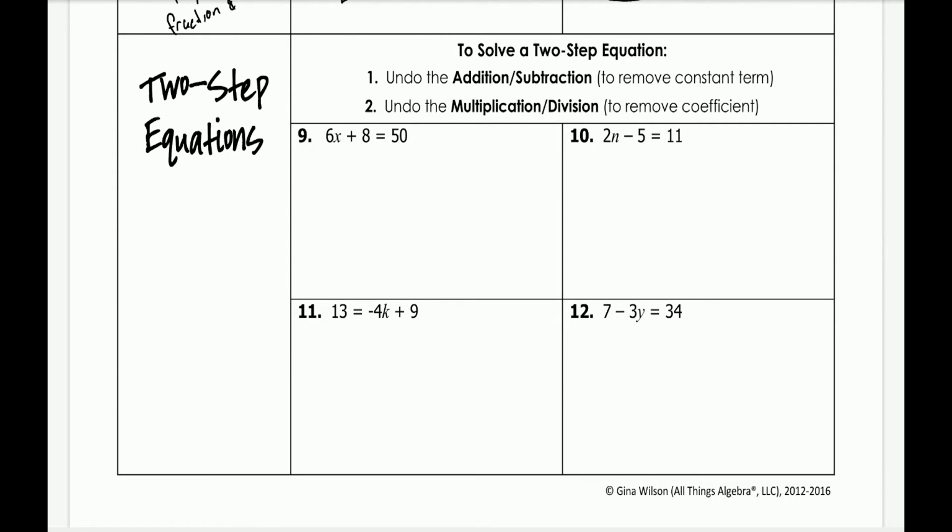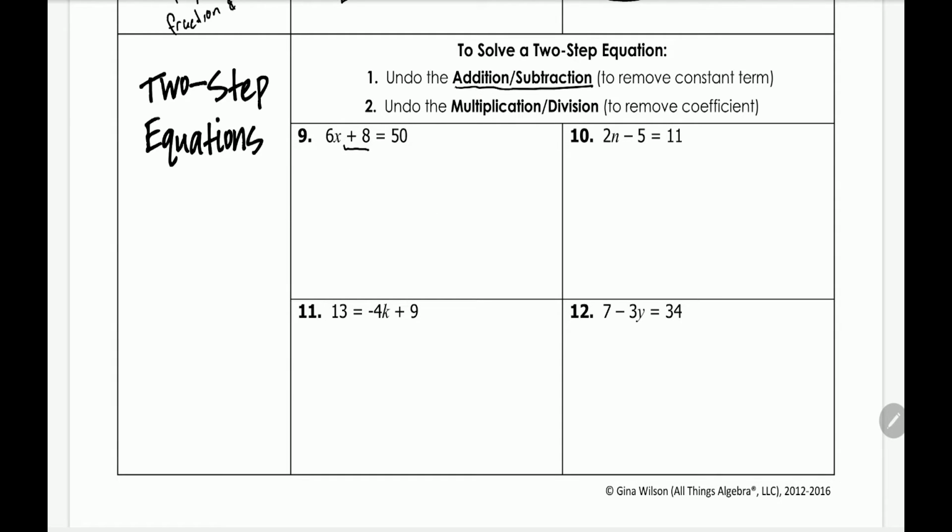So with two-step equations, we have two separate rules. So the first thing we need to do is undo the addition or subtraction, and we're removing the constant term. And then we have to undo the multiplication or division. In other words, we're removing the coefficient. So let's try that with number 9. So the first thing, we have to undo the addition or subtraction, or we're removing the constant term.